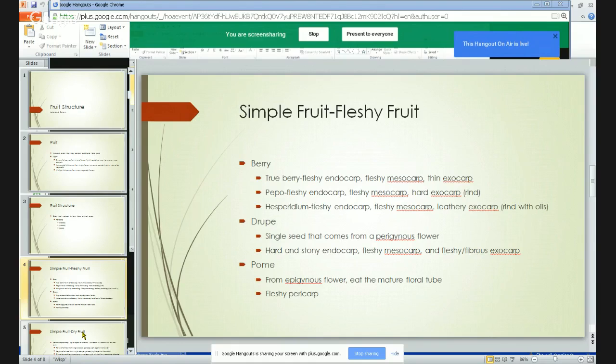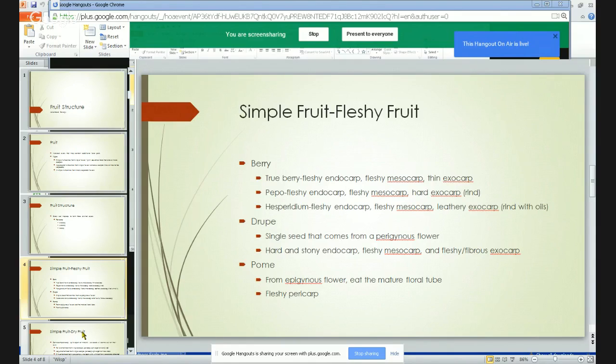So that fleshy endocarp is going to be all the kind of the excess stuff that goes around the seeds. Then you've got what you might call the inside outer covering of the tomato, and that's that mesocarp. And then the very thin membrane that goes around it all, or the skin of the tomato, would be the exocarp.